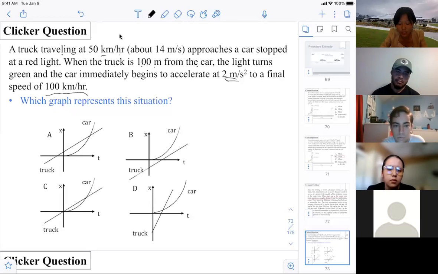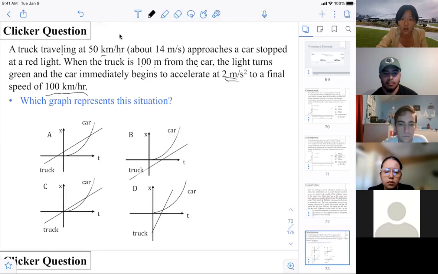And the difference between B and D is, so I'll ask you, what do you think the main difference between choice B and D is? The truck and the car being at the exact same place at the same time? Yeah, very good. They meet at the same spot. So D represents a moment in time where the truck catches up with the car. But B says the truck will never catch up with the car, right? That's the main difference between these two graphs.